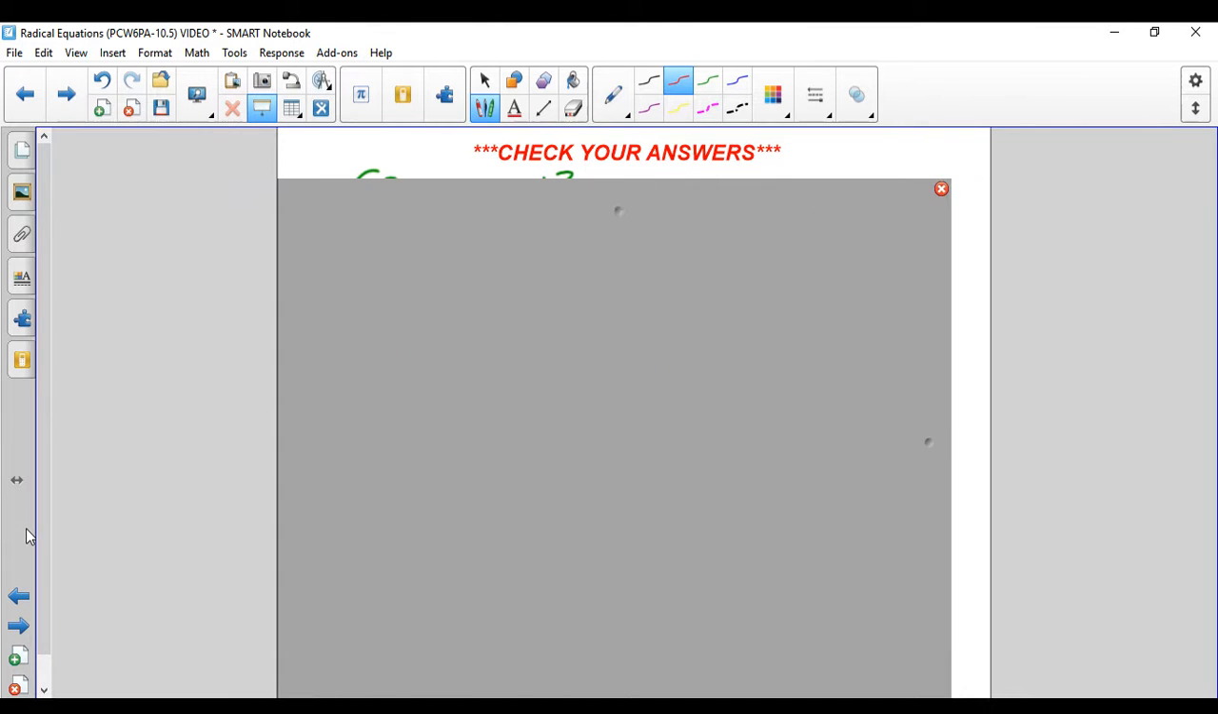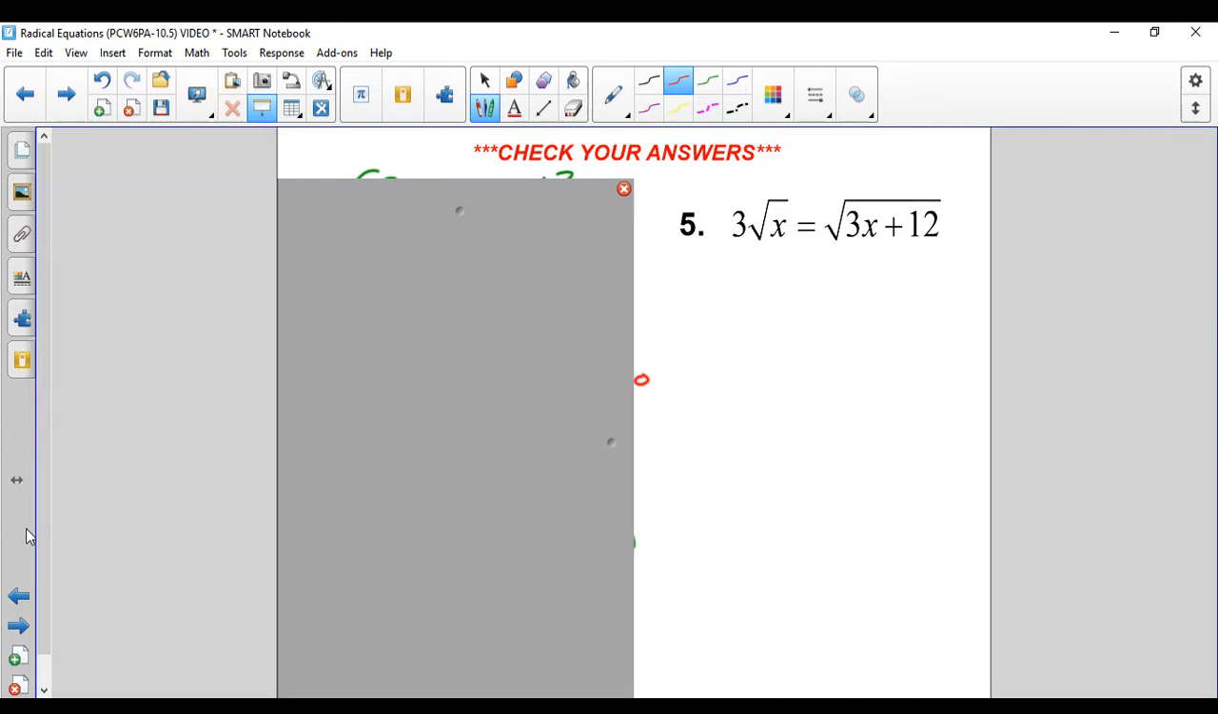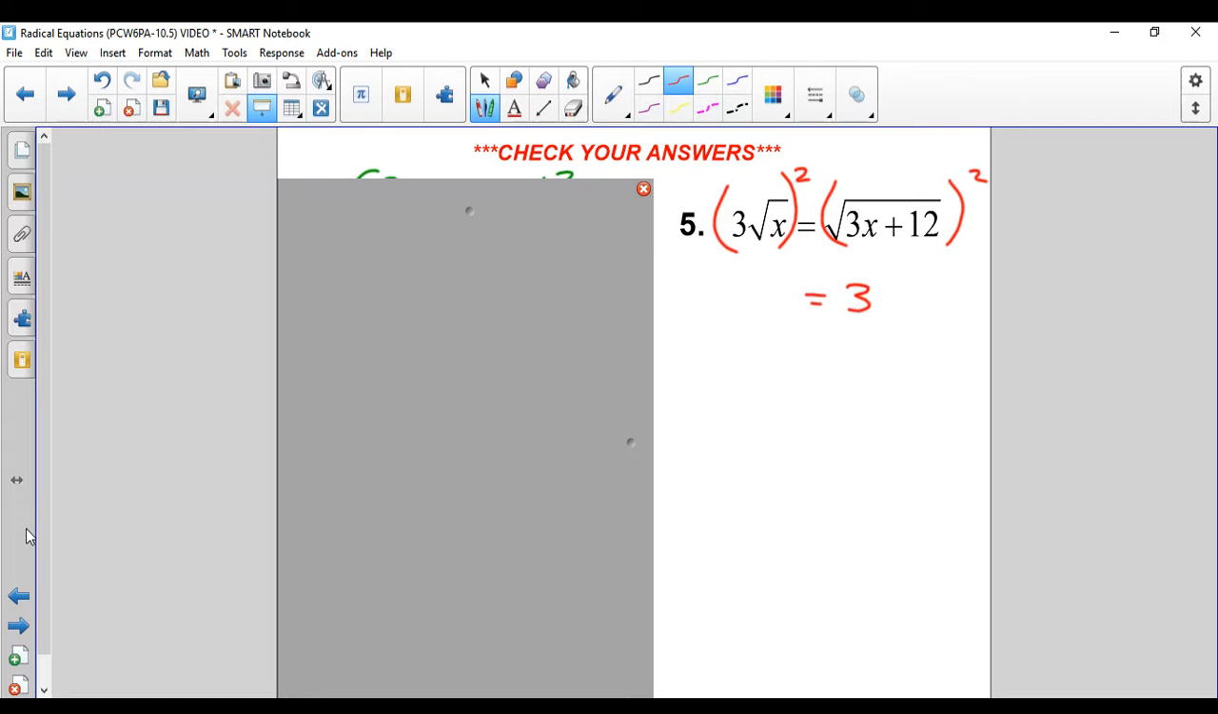Next one. Slide this over. Just focus on this problem here. Same deal. One radical on one of the sides needs to be isolated. We're okay here. Right side is isolated, so I square both sides. Now watch this. Right side is easy. 3x plus 12 pops out.